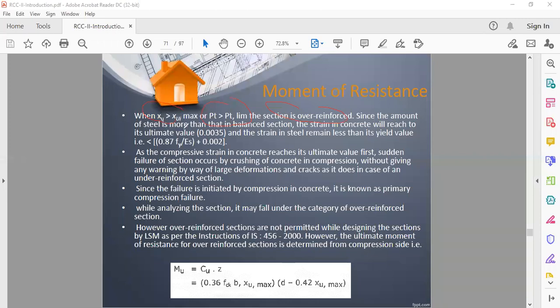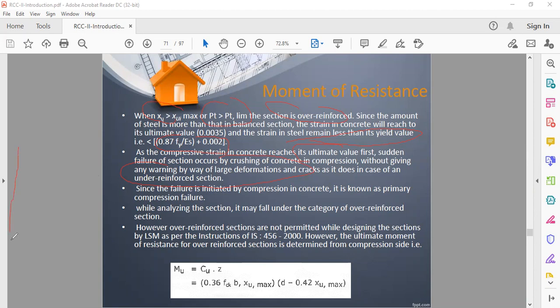Since the amount of steel is more than that in the balanced section, the strain in the concrete will reach its ultimate value and the strain in the steel will remain less than its yield value, that is 0.87 fy by Es plus 0.002. Here the compressive strain in the concrete reaches the ultimate value first and then sudden failure of the section occurs by crushing of the concrete in compression, without giving any warning of large deformation and cracks, as it does in the under reinforced section.